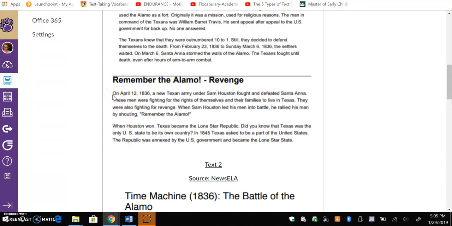On April 12, 1836, a new Texan army under Sam Houston fought and defeated Santa Anna. These men were fighting for the rights of themselves and their families to live in Texas. They were also fighting for revenge. When Sam Houston led his men into battle, they rallied his men by shouting, "Remember the Alamo!" When Houston won, Texas became the Lone Star Republic. Did you know that Texas was the only U.S. state to be its own country? In 1845, Texas asked to be a part of the United States. The republic was annexed by the U.S. government and became the Lone Star State.